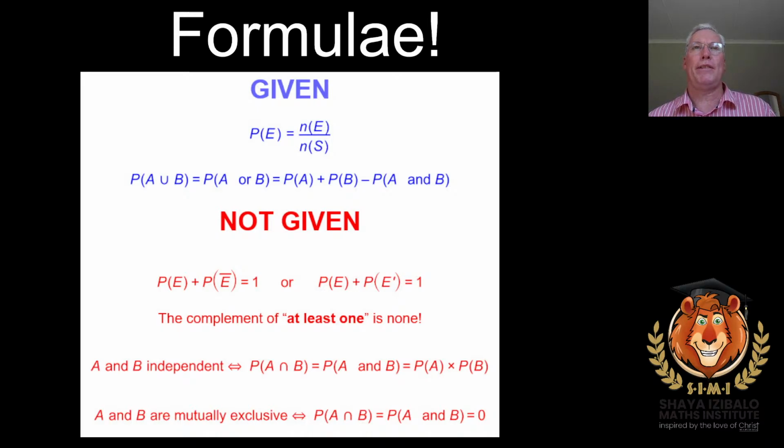The next and last concept in the probability is the idea of things being mutually exclusive. Mutually exclusive means that they cannot both happen. And if A and B are mutually exclusive, then the probability that they both happen is 0. They cannot both happen.